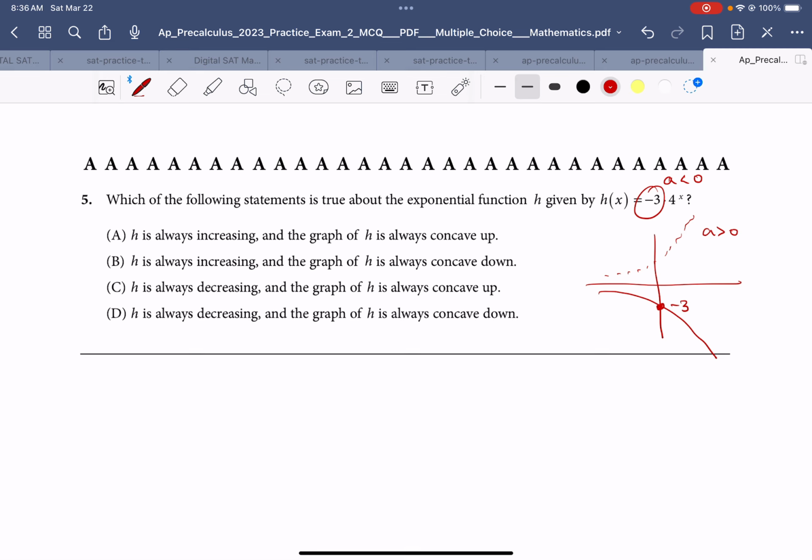Then you can choose your answer. h should always be decreasing, right? Not increasing. And the graph of h is always concave down. So this shape is concave down, right? So answer D.